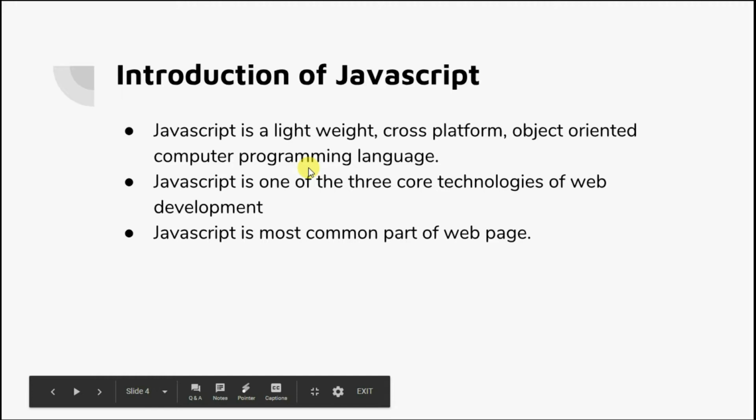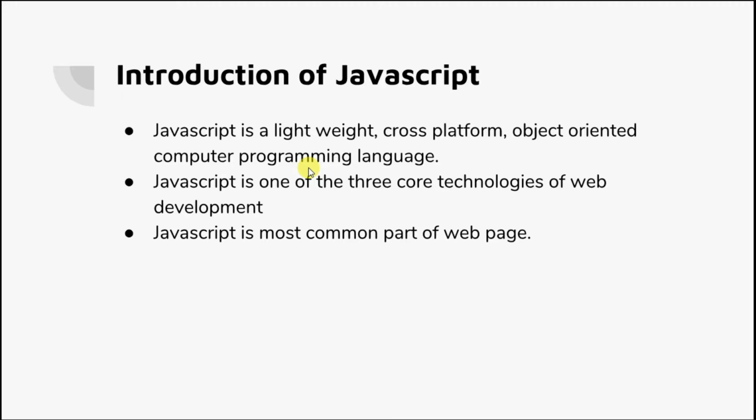Introduction of JavaScript. JavaScript is a lightweight, cross-platform, object-oriented computer programming language. JavaScript is one of the three core technologies of web development: HTML, CSS, then JavaScript. JavaScript is the most common part of web pages. So this is a basic introduction of the JavaScript web language.